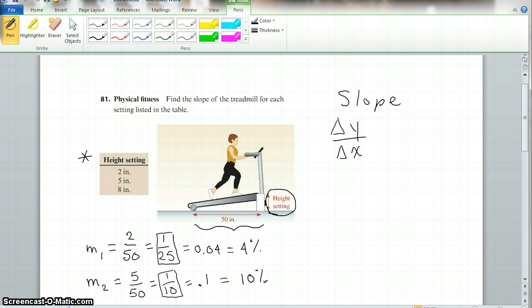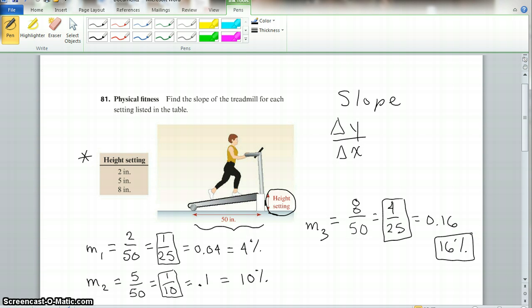Let's try that m sub 3. Alright, the third height setting is 8 inches. Remember, that's the change in the vertical direction up top over the same change in the horizontal, which is 50. Okay, if I reduce this down, 2 goes into both of those, so I'll have 4 over 25. Again, this is a good answer. If you go a little further, 0.16, which is again 16%, like a 16% grade.